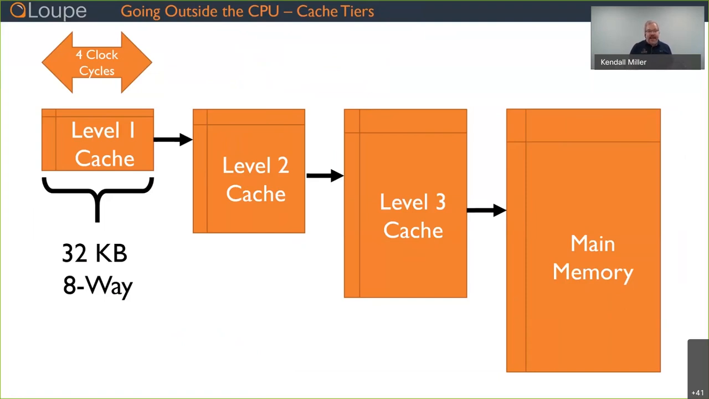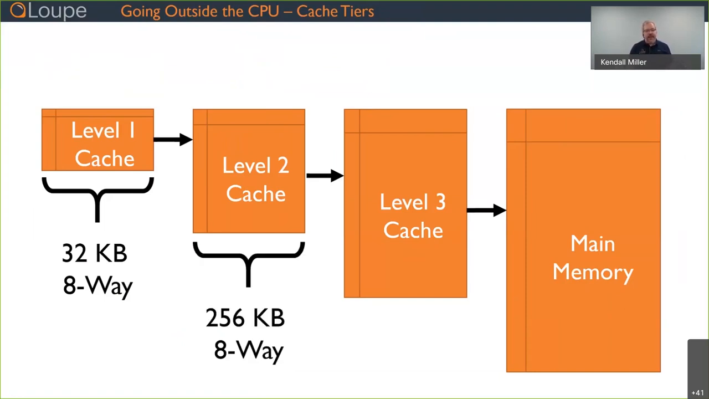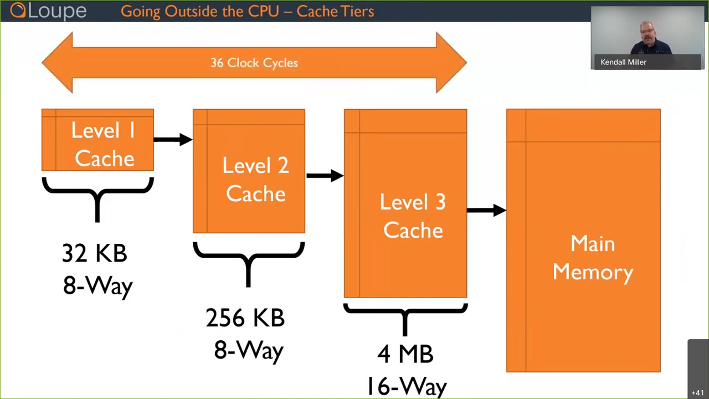But if it's not in that cache, we might go to level two cache. Now, level two cache, generally bigger, but slower. It takes 12 clock cycles to get something from level two cache. If it's not there, and we're really lucky, this desktop CPU actually has a level three cache. That's cool. That's much bigger yet, but it takes 36 clock cycles to get a value out of it.